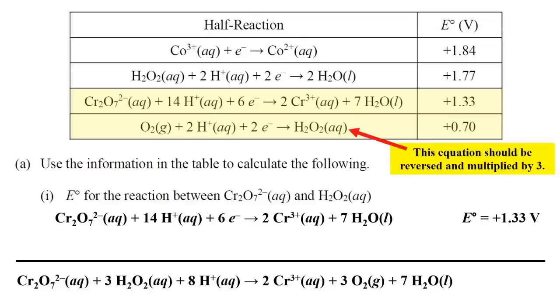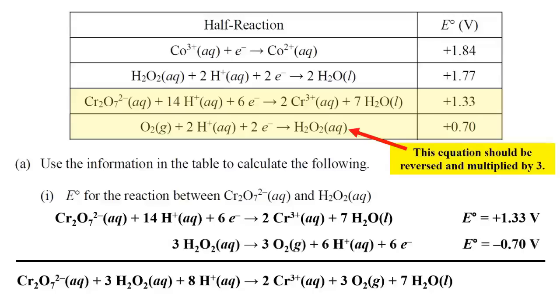But when you multiply a half reaction by a constant n, the value of the cell potential is not multiplied by that constant n. So take a look at the modified version of that half reaction after it's been reversed and multiplied by 3. So now we have on the left 3 moles of aqueous hydrogen peroxide. And on the right, we have 3 moles of oxygen gas, 6 moles of aqueous H+ ions, and 6 moles of electrons. And take a look at that cell potential.